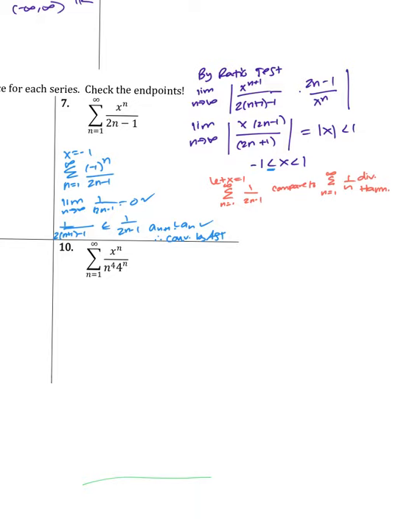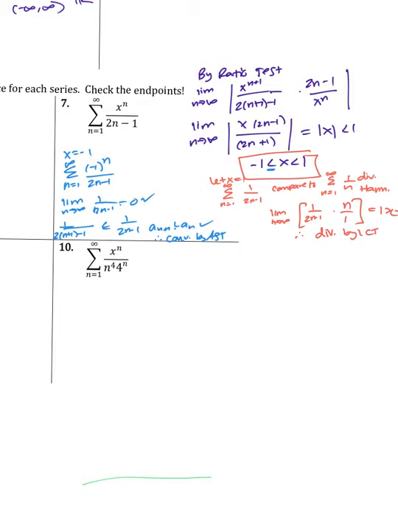I can't use the direct comparison test here because my terms won't be the way I need them to be. 1 over 2n minus 1 is going to be bigger than 1 over n, which means in order to use a comparison test, I need to use the limit comparison test. So the limit as n approaches infinity of 1 over 2n minus 1 divided by 1 over n. This limit is going to be 1, which is greater than 0. Therefore, it's going to diverge by the limit comparison test. So my final interval of convergence is going to be right here.